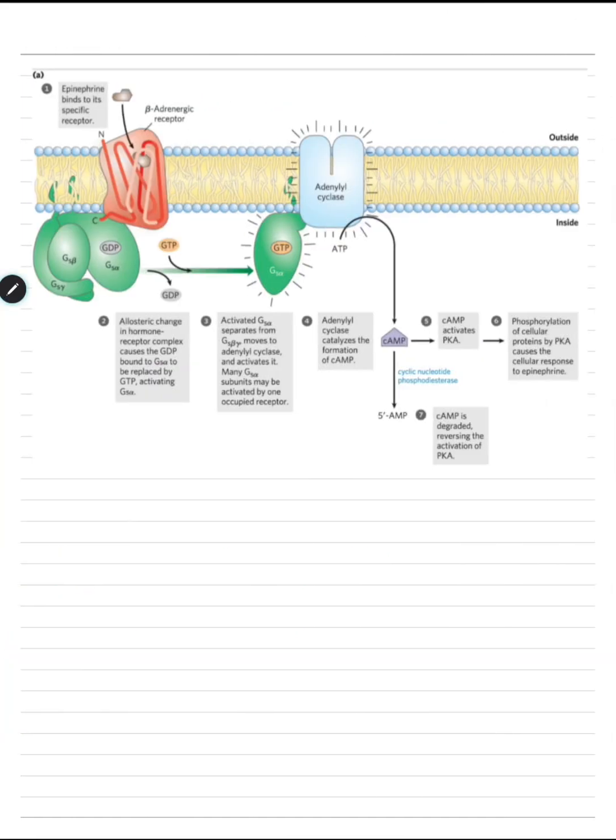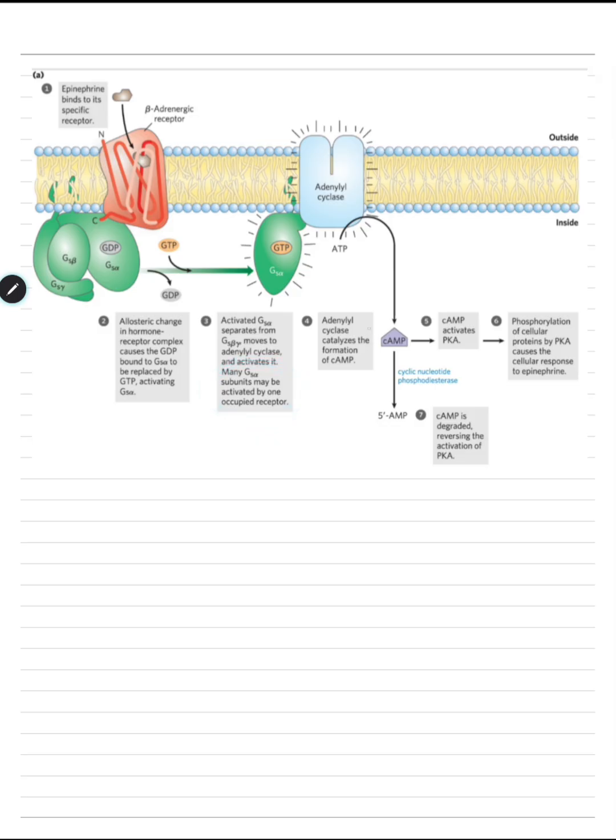This is another diagram. Say in here it is showing example of epinephrine binding to its specific receptor, right? Beta adrenergic receptor. Allosteric change in hormone receptor complex causes GDP bound to GS alpha to be replaced by GTP, activating GS alpha. Activated GS alpha separates from GS beta gamma, moves to adenylyl cyclase, activates it. Many GS alpha subunits may be activated by one occupied receptor. This is important to understand.